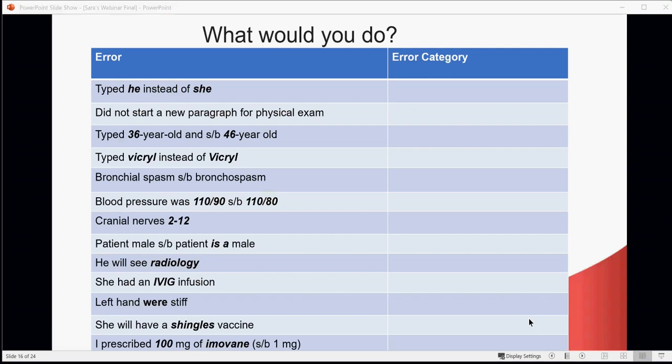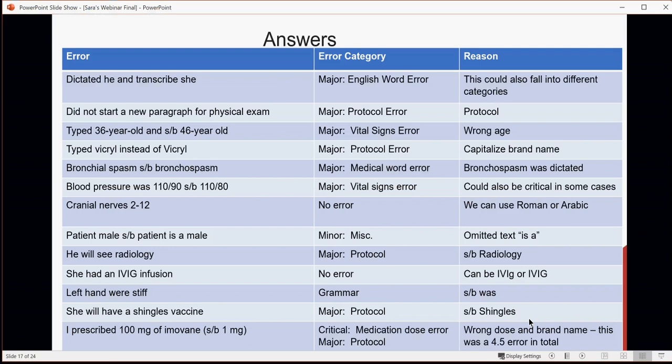Let's go look and compare them to the key here. Okay, dictated he and transcribed she. That is considered a major English word error. This could also be a protocol error. They're both major, but you didn't type verbatim. They said she and you typed he. That could also be considered not being verbatim. It's also an English word error. So as you see, as long as you get that category major, there could be some options as to which category you put it in. But it's a 1.5 error, and that's the most important thing.